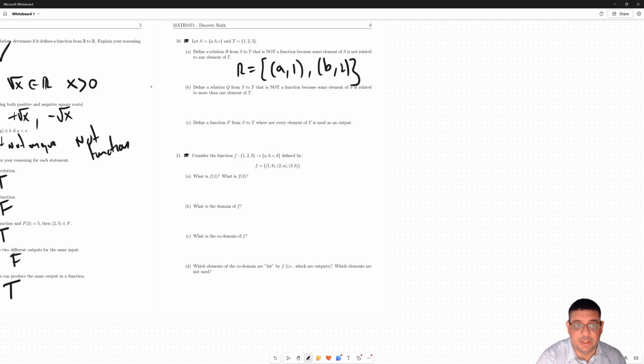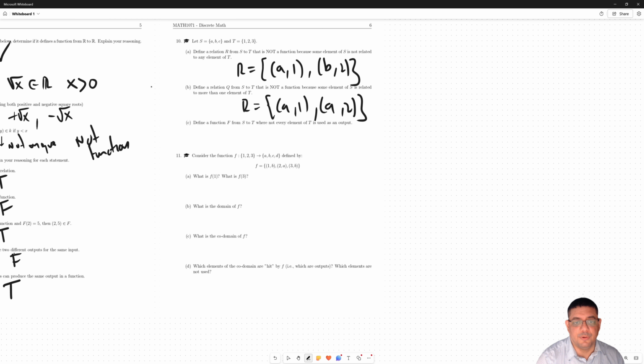Now, B, define a relation from S to T that is not a function because some element of S is related to more than one element of T. So again, there are multiple ways of doing this, but you can do A to 1, and you can also do A to 2. And this already is a relationship, but it's not a function.